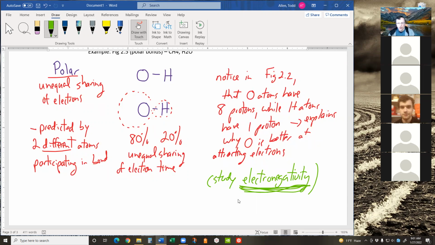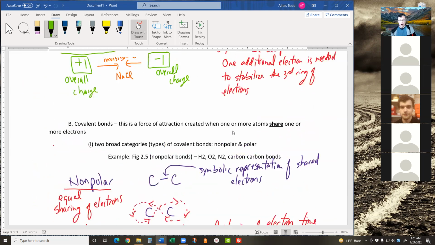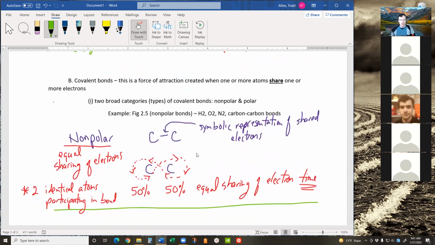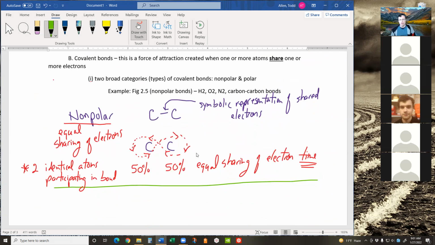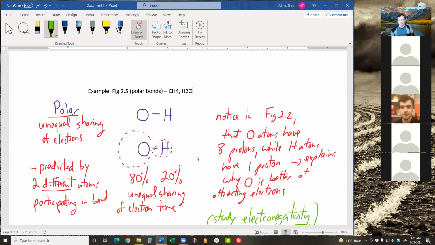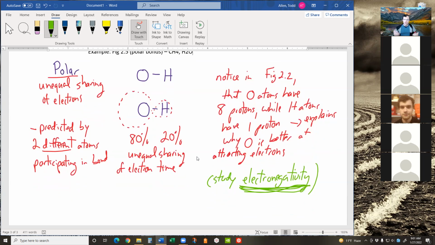Okay, all right. So folks, we've covered two of the major bond types. We've covered ionic bonds and gave you an example of sodium chloride. We've given you an example of several different covalent bonds. We described nonpolar covalent bonds. We described polar covalent bonds. Okay, questions at this time?